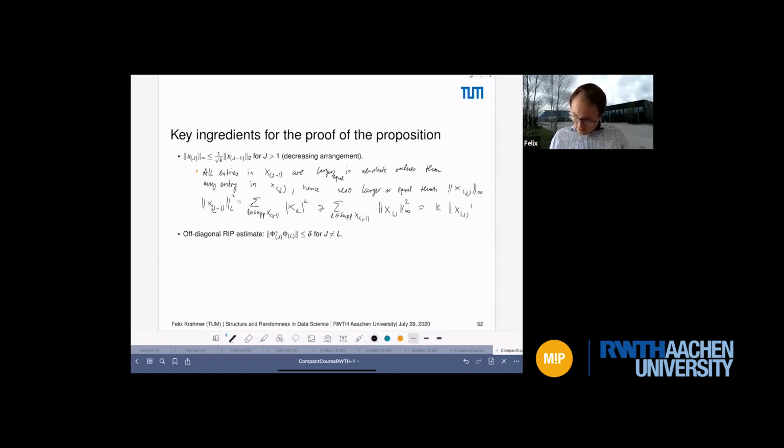It just changes constants. So if we have it like this, and if we go up and divide by k and take the square root, we get exactly what was here. The other thing, that's the key part of the idea, that we have ordered them in order to be able to control one block by the previous. And then the off-diagonal RIP estimate, this is something that one needs to calculate somehow.